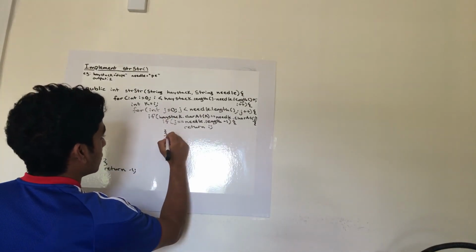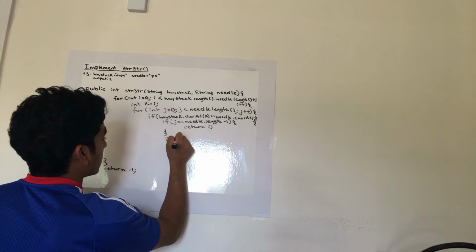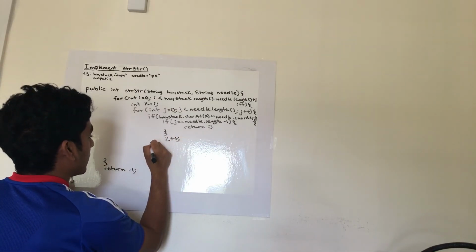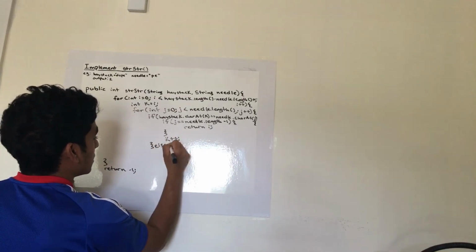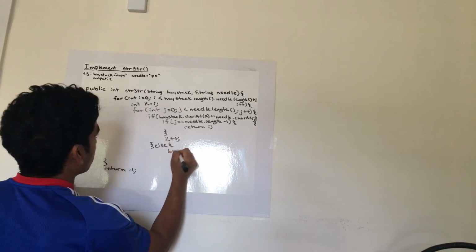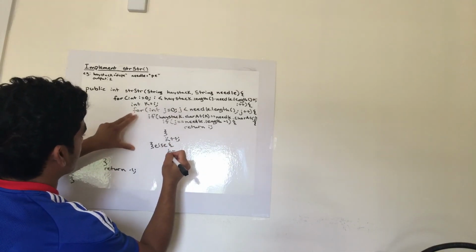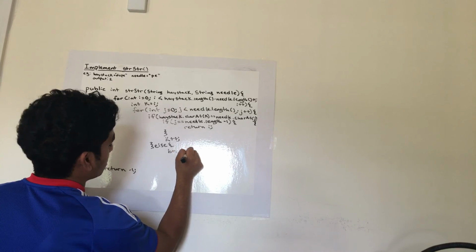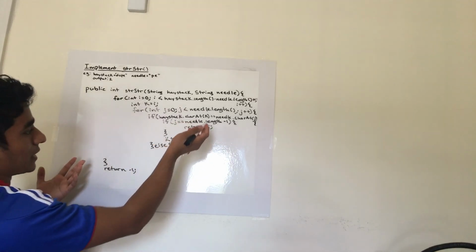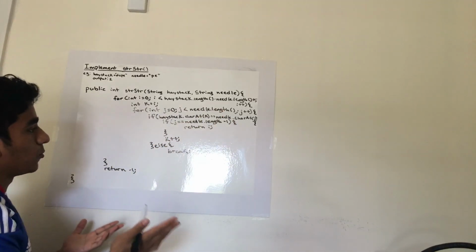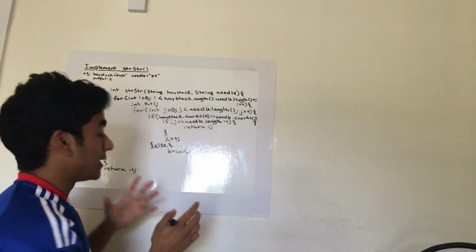And then here you just want to increment k, and in the else you want to break out of this for loop, because in the else case we didn't find a matched letter, so there's no way that this substring could be equal to needle.